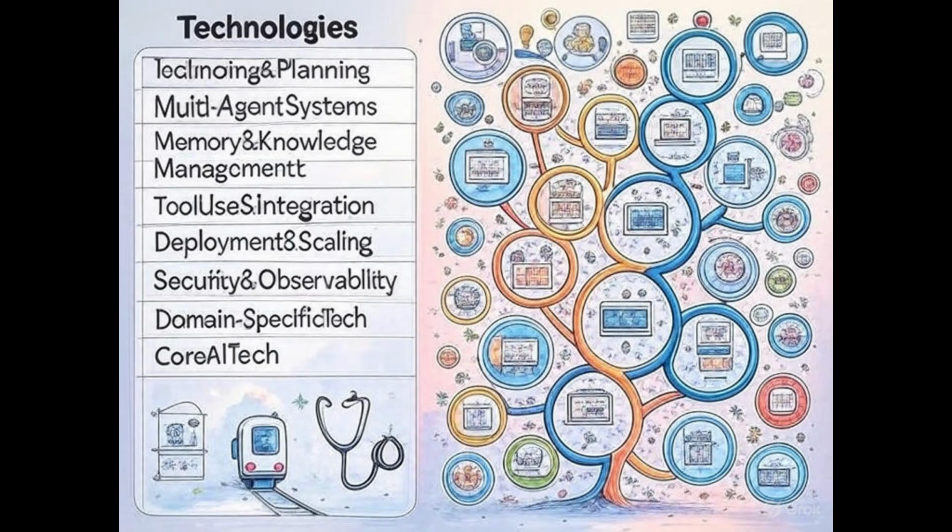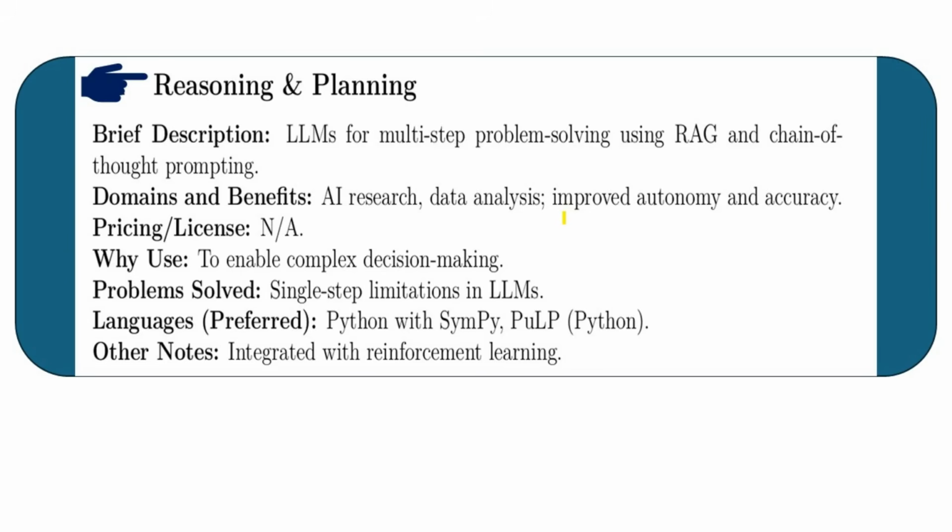Now let's look into the technologies. Core technologies enable the functionality and scalability of agentic AI systems across various applications. Reasoning and planning: LLMs for multi-step problem solving using RAG and chain of thought prompting. The domain areas are AI research and data analysis, which benefit with improved autonomy and accuracy. This enables complex decision making and resolves single step limitations in LLMs. The preferred language is Python with SimpliVai and Pulp Python, well integrated with reinforcement learning.